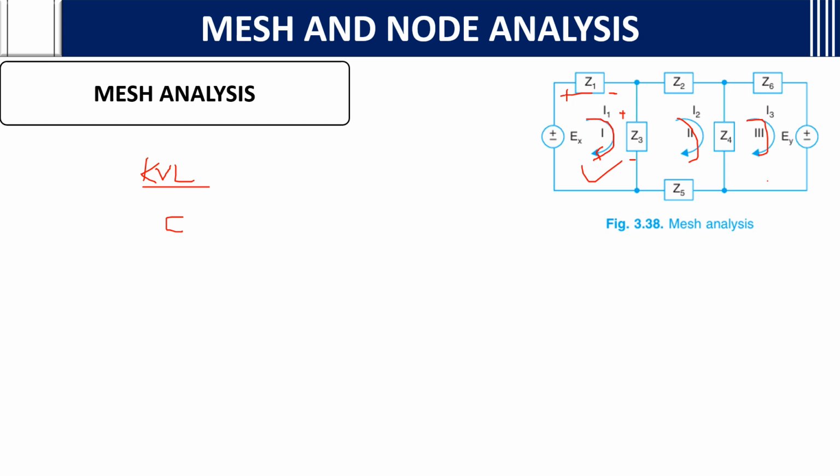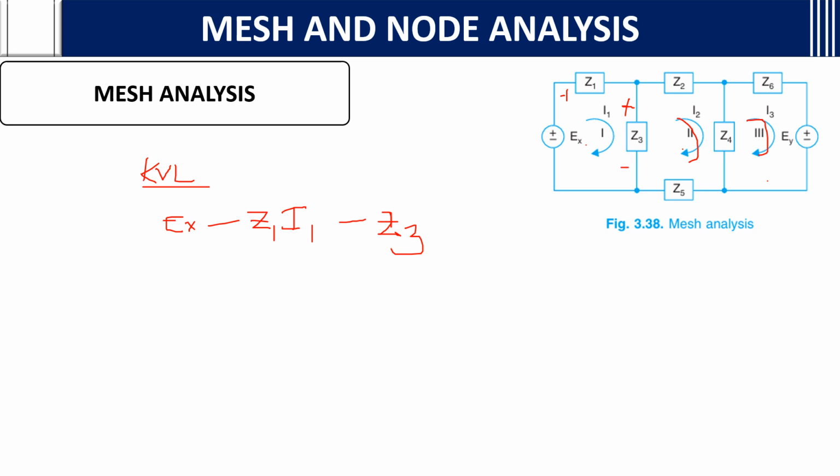Initially the sign at the start is plus, so plus EX. Then the sign is minus, so minus Z1 I1. Why? We want voltages across the components. Voltage across Z1 is R into I, V equals IR. Here they have given impedance, so I1 into Z1. Then minus Z3, and if you see, Z3 is between two meshes.